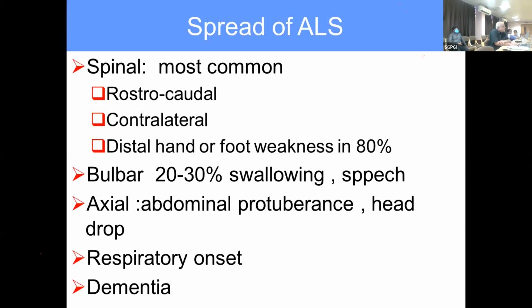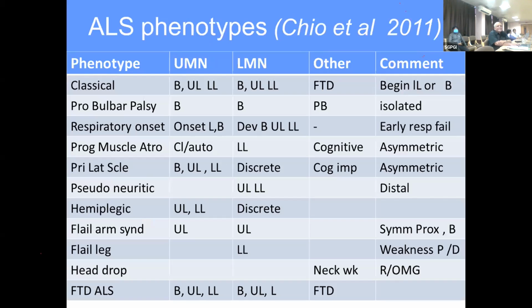Then, of course, we may have dementia in these patients. This is a little busy slide, but it tells you most of the things. With the classical ALS, there may be upper motor neuron, bulbar involvement, upper limb and lower limb, upper motor similar in the lower, and there may be FTD, frontotemporal dementia, and it may begin in the lower extremity or in the bulbar region. Then, we have progressive bulbar palsy, we have respiratory involvement, we have progressive muscle atrophy, we may have primary lateral sclerosis, which I will discuss again.